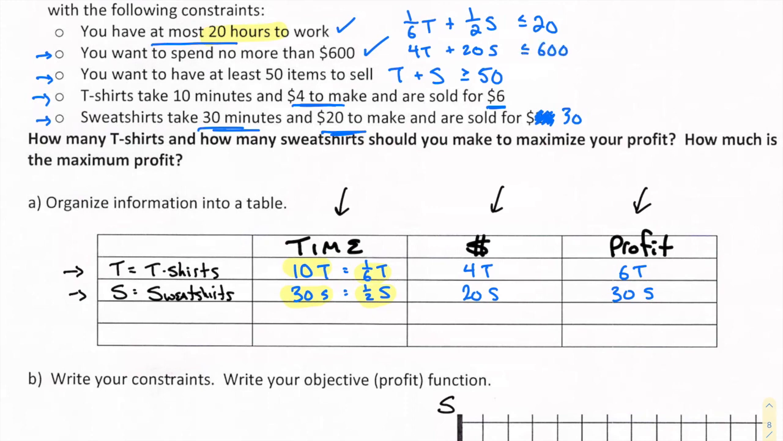So now we have 3 things that we're working with. We have this constraint, which is time, this constraint, which is money, this constraint, which is how many items we have to sell. And we also have a couple real basic ones as well. T has to be greater than or equal to 100. We're not going to make negative t-shirts, and we're not going to make negative sweatshirts. We don't normally worry about those, but if you ever find yourself having to list out all the constraints, you got to list those as well.